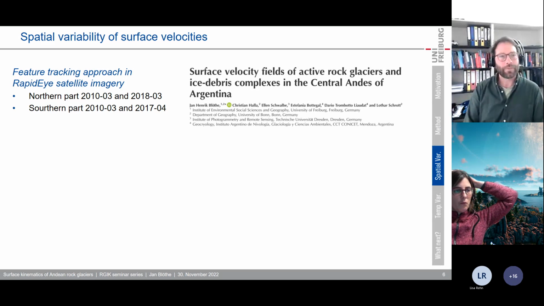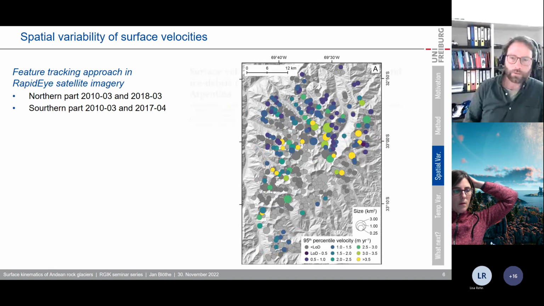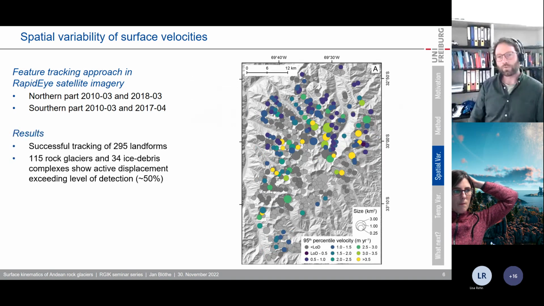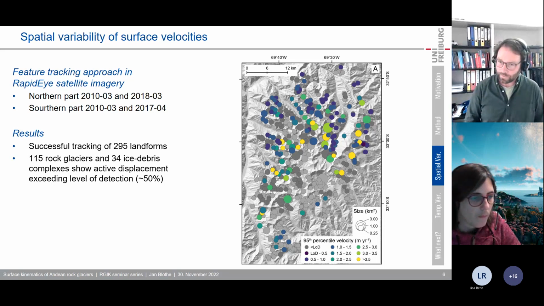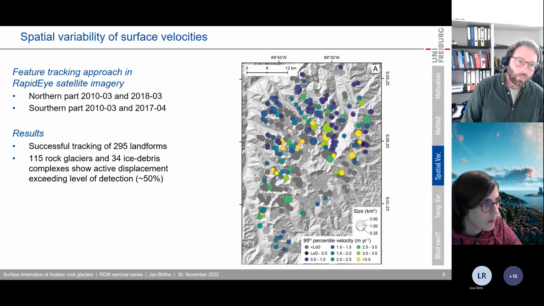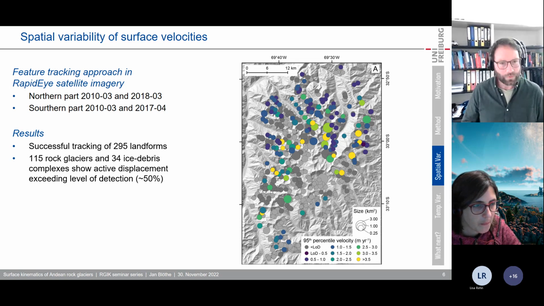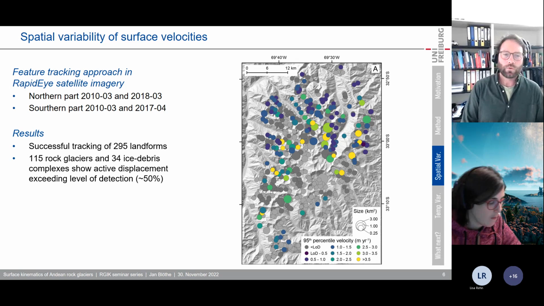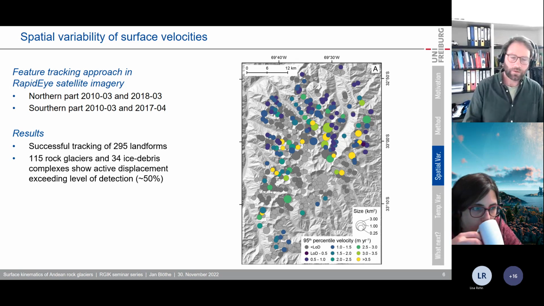We looked at the northern part between 2010 and 2018, and in the southern part 2018 was too cloudy, so we used the 2017 imagery. So we looked at two sets of images in these two parts, and we were actually able to successfully track 295 landforms within the Cordon del Plata range. 115 of these rock glaciers and 34 of these ice debris complexes showed an active displacement exceeding the level of detection.